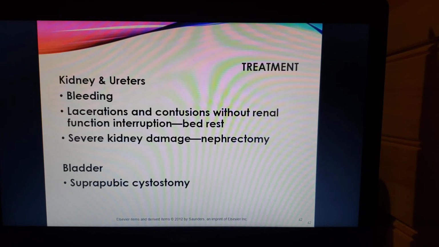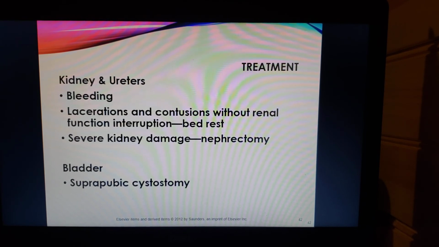Treatment for the kidneys and ureter, we're going to treat for bleeding. We're going to treat lacerations and contusions without renal function interruption with bed rest. If the patient has severe kidney damage, then they're probably going to have a nephrectomy, and we're going to implement the post-operative nursing responsibilities for a nephrectomy that we've already gone over.